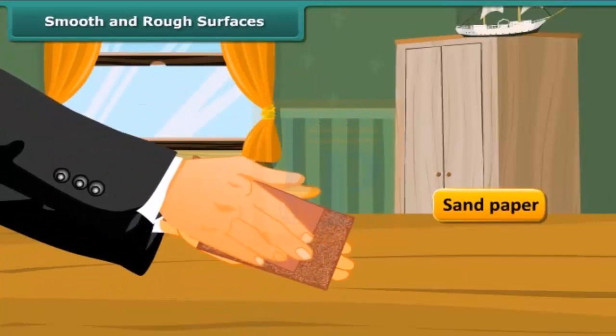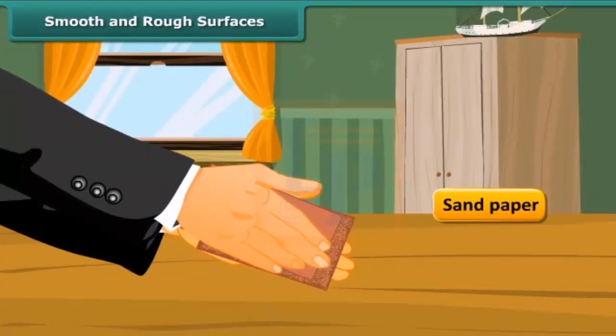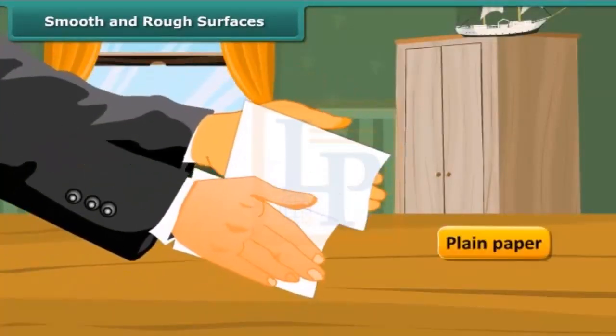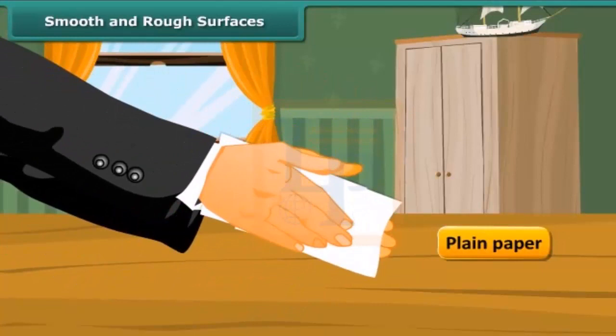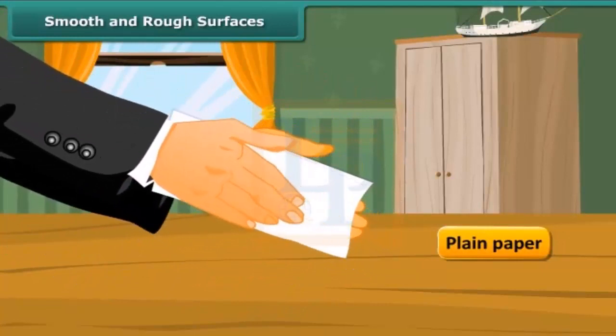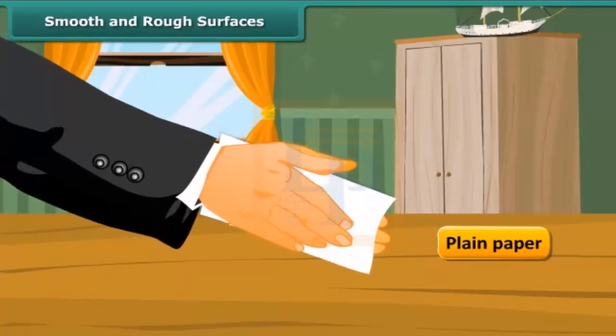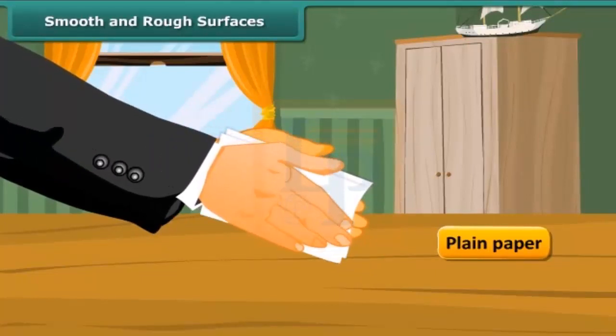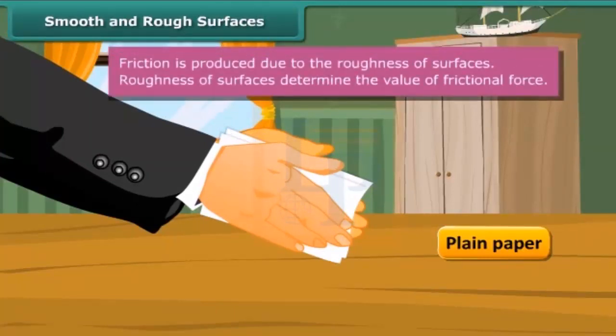That means there is friction due to the interlocking of rough surfaces. But when we try to move one plain paper over the other, movement is smooth as compared to sandpaper. Thus, the roughness of sandpaper is more than that of the plain paper. So we can say that friction is produced due to the roughness of surfaces. Depending on the roughness of surfaces, the value of frictional force can be more or less.